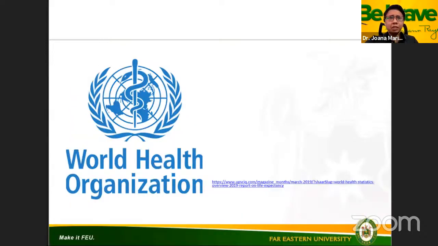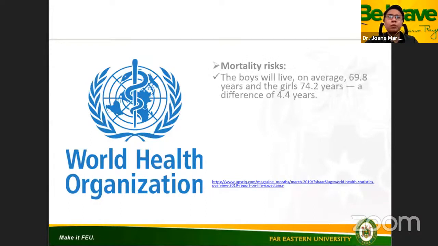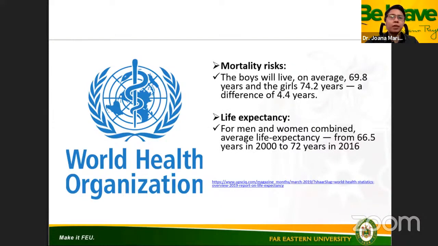And according to the World Health Organization, mortality risk, the boys will live on average of 69.8 years, and the girls naman, we have 74.2 years, a difference of 4.4 years. And for the life expectancy, for men and women combined, average life expectancy from 66.5 years in 2000 to 72 years in 2016. So medyo it is way back 2016 ha.